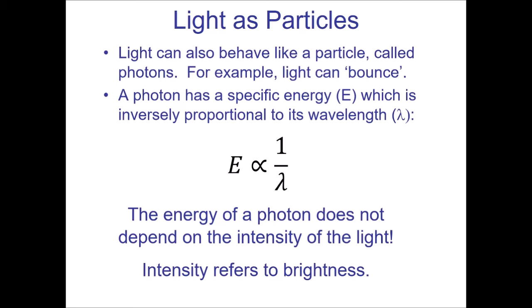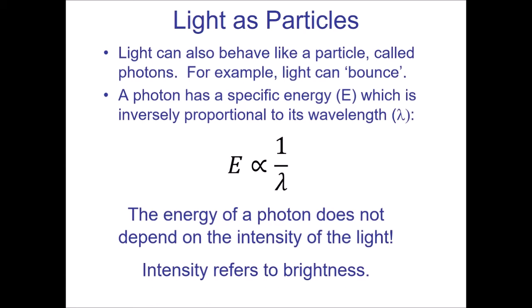So the symbols that you see here: the E refers to the energy of the photon, the symbol here is proportional to, and the 1 over lambda, that is the inverse relationship. So we say that the energy of a photon is inversely related, or inversely proportional, to its wavelength. That means small wavelengths have large energies and vice versa.